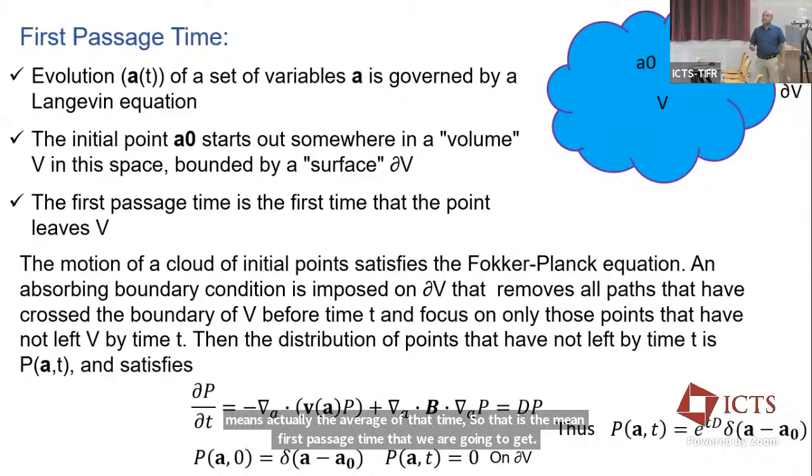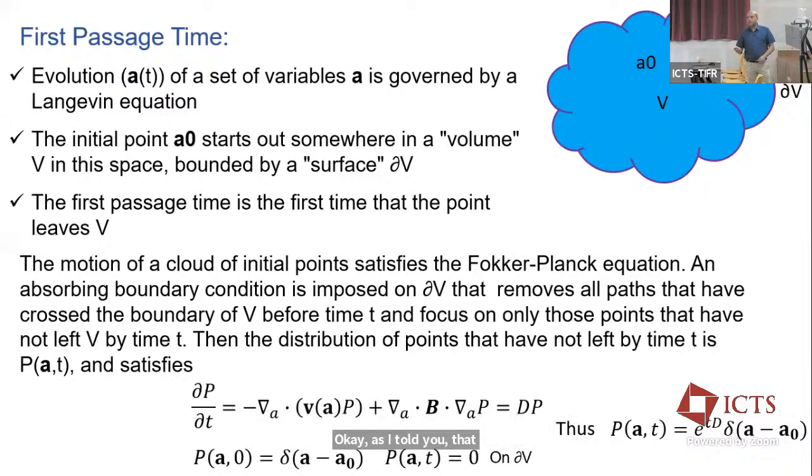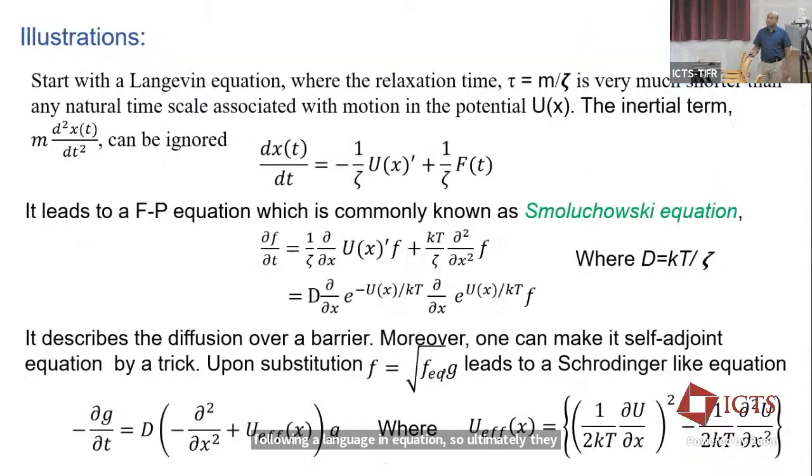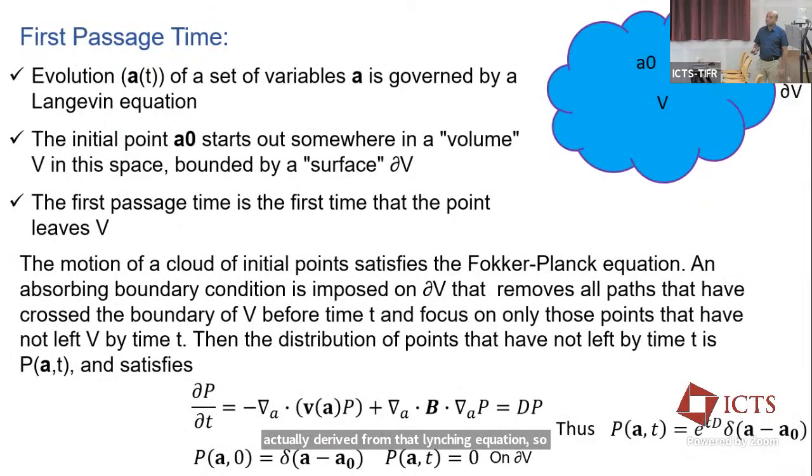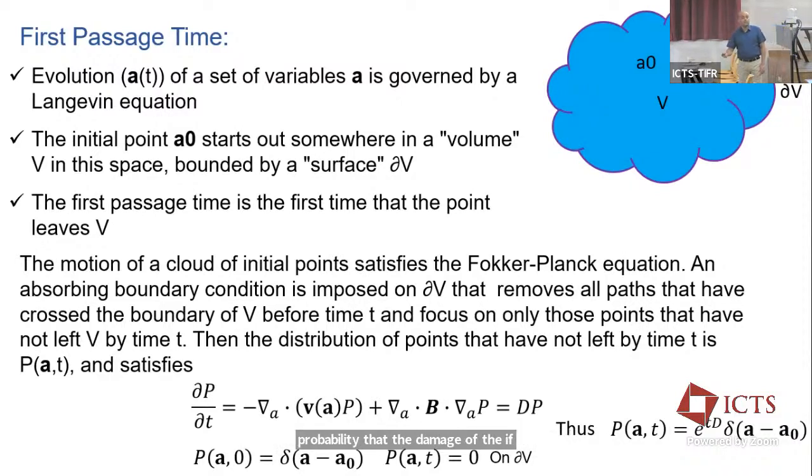As I told you, these variables follow a Langevin equation. Since they follow a Langevin equation, ultimately they will also follow the Fokker-Planck equation, because it is derived from that Langevin equation. This is the Fokker-Planck equation for this kind of arbitrary case, and here I have discarded the average of that F; rather, I have written the del P del t in terms of the capital P only. We need to solve this equation.